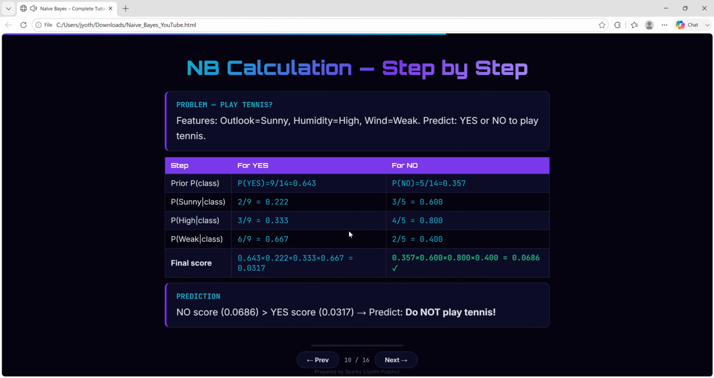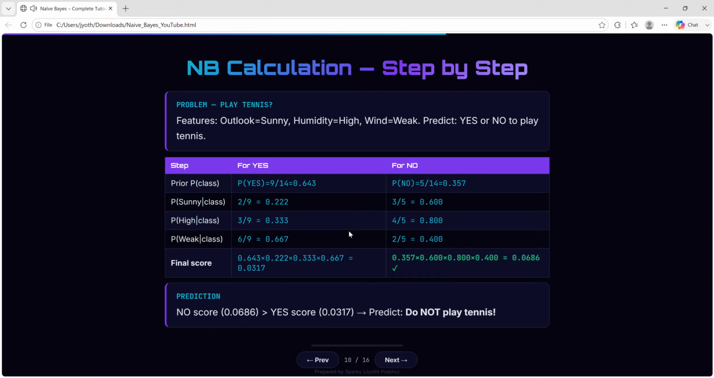Step-by-step calculation, predict whether to play tennis. Features, sunny outlook, high humidity, weak wind. First calculate scores for yes and no. Multiply the prior by each conditional probability. Yes gets 0.0317. No gets 0.0686. No is higher, so the model predicts: do not play tennis.